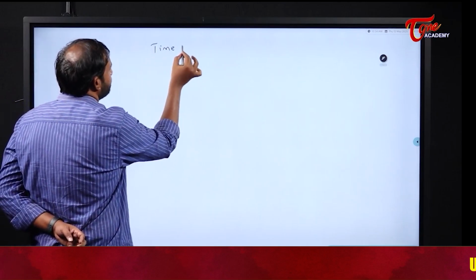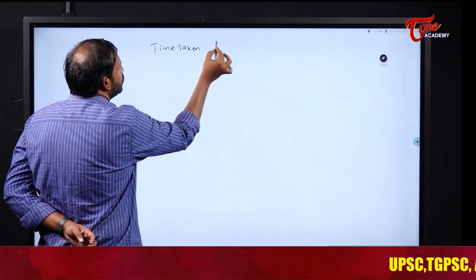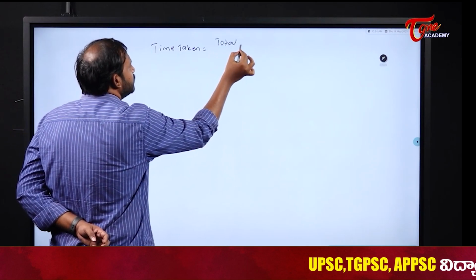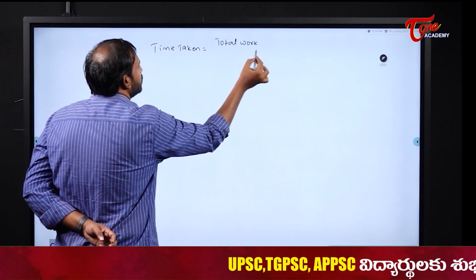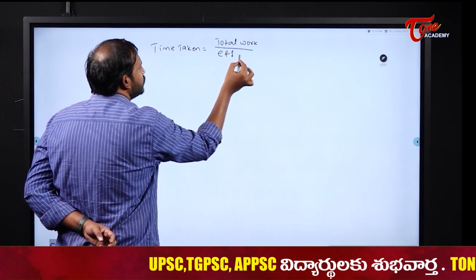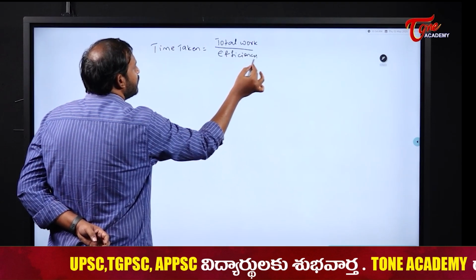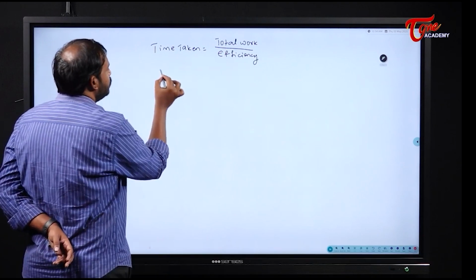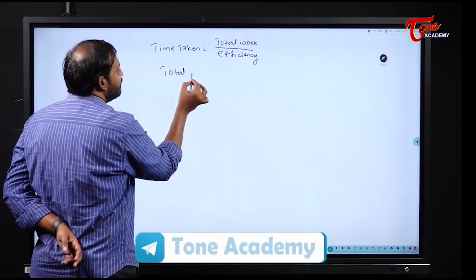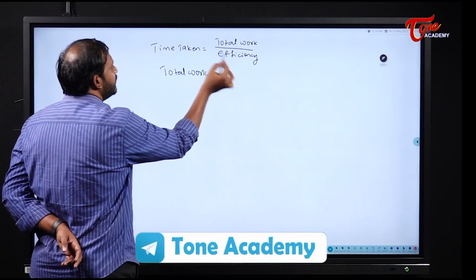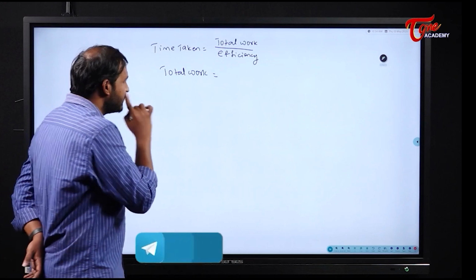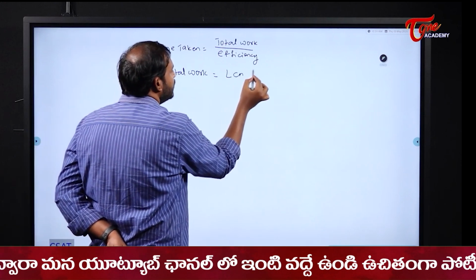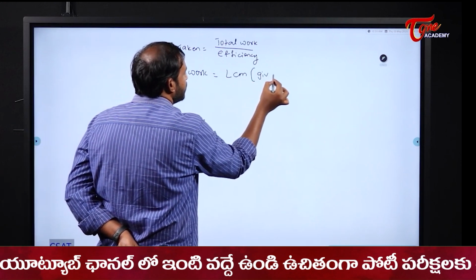Time taken is equal to total work by efficiency. This is the actual formula which we are going to use. And if I want efficiency, I will use total work by time taken. And to get the total work, from the formula you can multiply time taken into efficiency. But in general, we will take the total work as the LCM of given times.